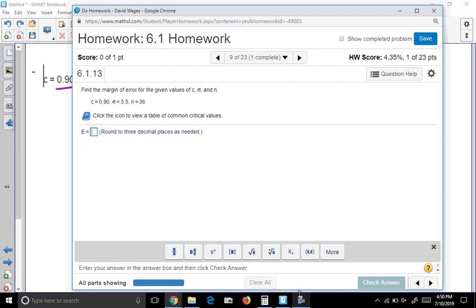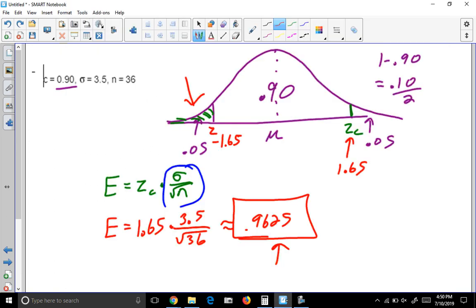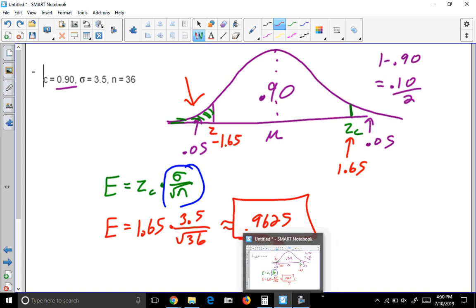They say to round to 3 decimal places. We'll go with 0.963. They may have also wanted us to round our critical value to 3 decimal places, which would have been roughly between the two z values that we saw in our table. Well, let's try this.